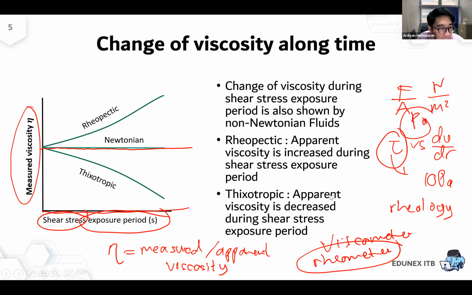I don't give the example, but maybe later you can open YouTube. You can just search rheopectic and thixotropic. You can see there's some experiment that has been done to compare the liquids. Normally, non-Newtonian is a liquid one. You can see what the differences in the liquid's behavior are with time.